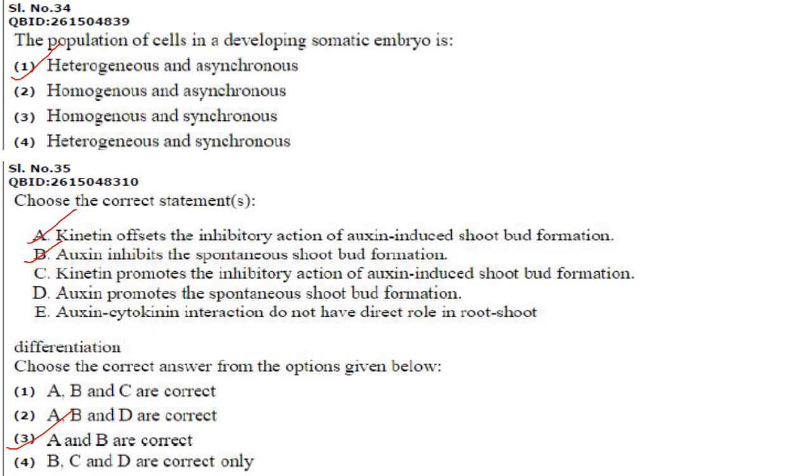Choose the correct statements. Kinetin offsets the inhibitory action of auxin on shoot bud formation. That is correct. Auxin inhibits spontaneous shoot bud formation. That is also correct. Kinetin promotes the inhibitory action of auxin on shoot bud formation. That is wrong. Kinetin offsets the inhibitory action, it does not promote the inhibitory action. Auxin promotes spontaneous shoot bud formation. Auxin actually inhibits shoot bud formation.